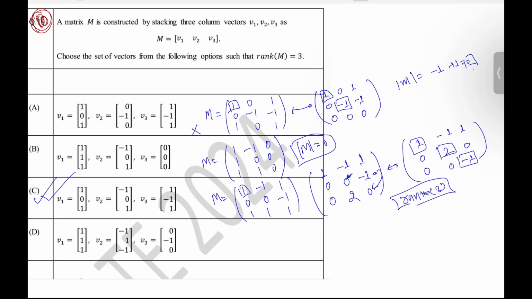You do not have to check D because you will not get the full rank, or the pivots will be less than 3, or in other words the determinant of this matrix for option D will be 0.